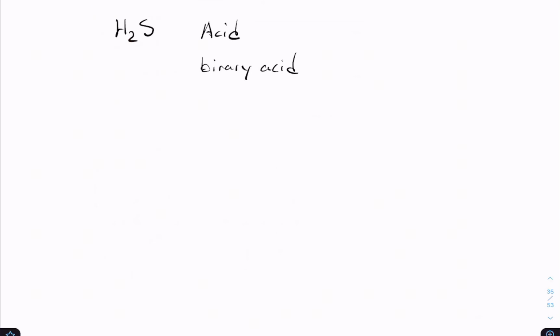So every binary acid starts with the same thing, and that is hydro. Hydrosulfic acid, so changing the ending there to IC. Or it could be hydrosulfuric acid. The ATE ending changes to IC. And what was the other one? The OUS? ITE changes to OUS.